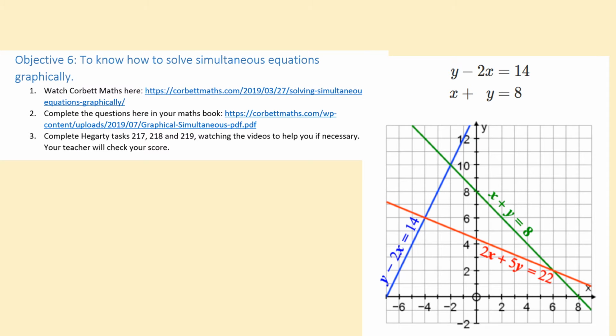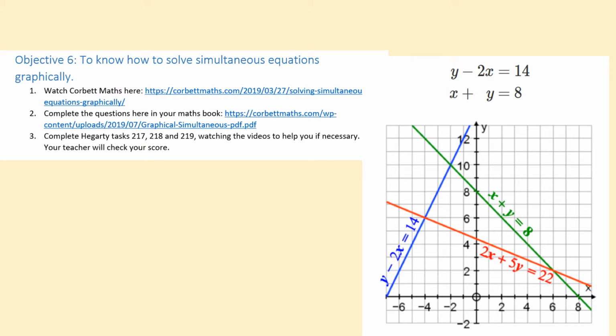Now objective 6 is to know how to solve simultaneous equations graphically. Now this generally follows on in examinations once you have drawn the graphs first of all. So from a solving simultaneous equations point of view, it's very simple once you've got the graphs drawn, but obviously it's very time consuming, so it's not a method that you would particularly use if you didn't have to draw the graphs first of all.